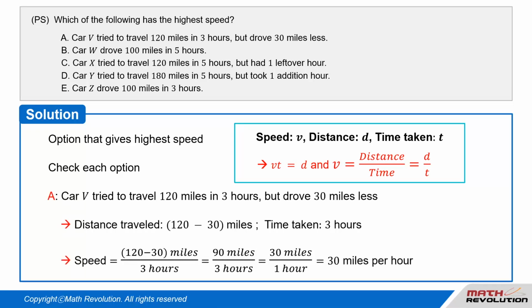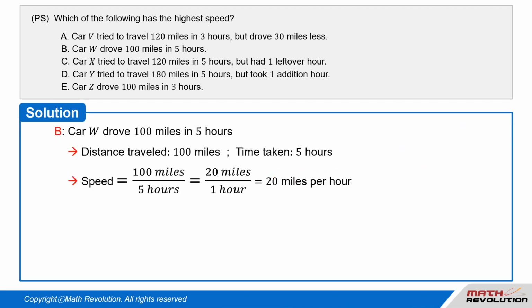A. Car V tried to travel 120 miles in 3 hours, but drove 30 miles less. The distance traveled is 120 minus 30, and the time taken is 3 hours. So speed equals 120 minus 30 miles over 3 hours, which equals 90 miles over 3 hours, which equals 30 miles over 1 hour, which equals 30 miles per hour.